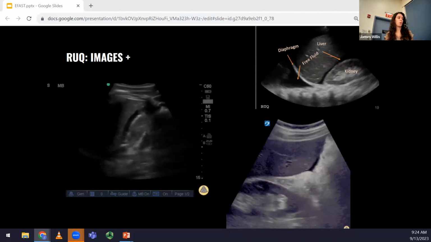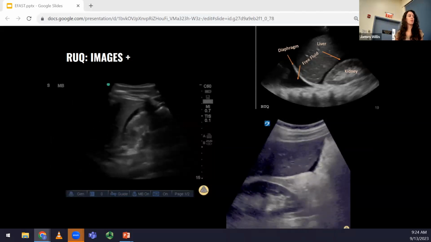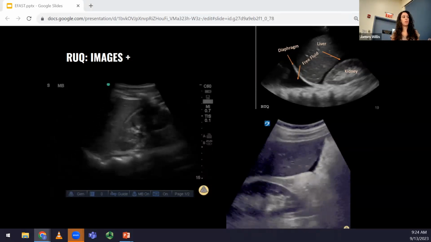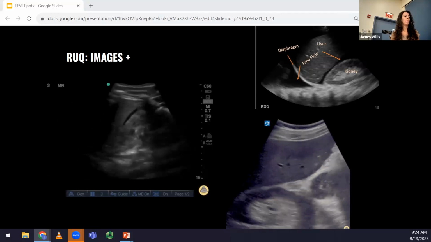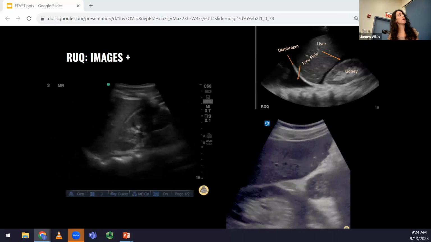So you're still getting that Morrison's pouch area. You are seeing free fluid in between the kidney and the liver. You're also getting a view of the diaphragm, which, assuming the case of trauma, is probably a hemothorax. So you're seeing that black fluid above the diaphragm as well as the spine sign.